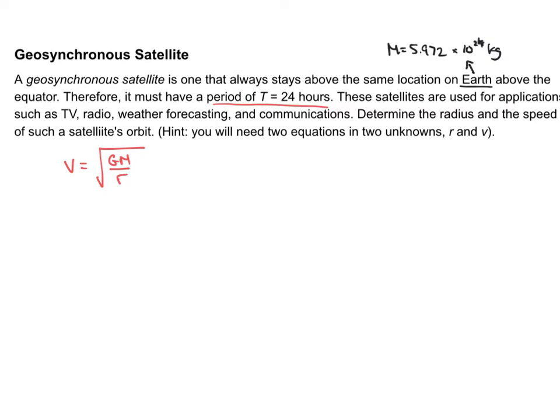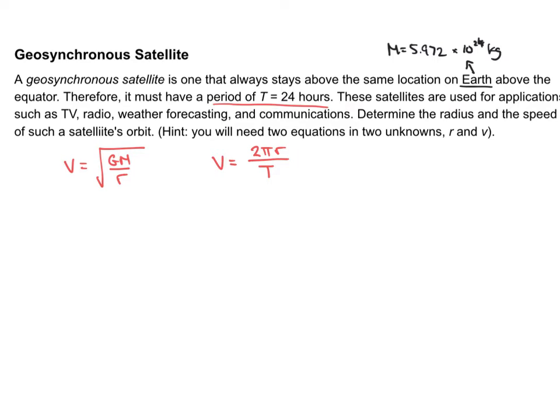The speed is distance over time in general. That's just a kinematics formula. But for an orbit that goes in a circle, the distance is the circumference, which is 2 pi r, and the time is called the period, the time to make one orbit. So those are the two equations that both contain v and r in them. Those are two unknowns, so I can solve for those two. I know the value of everything else, so I can solve for the two missing things.